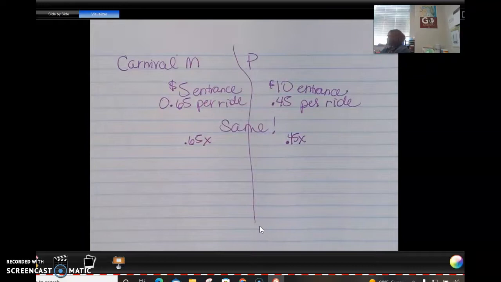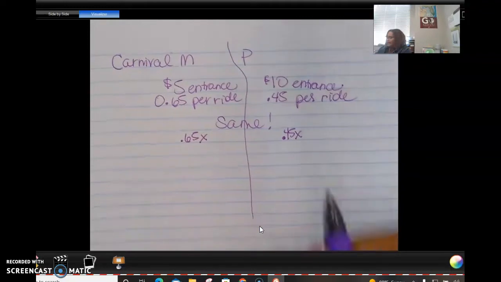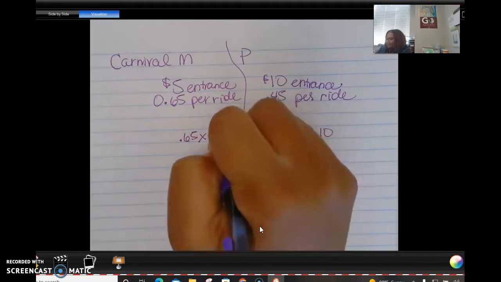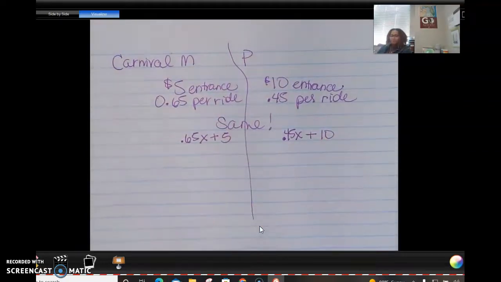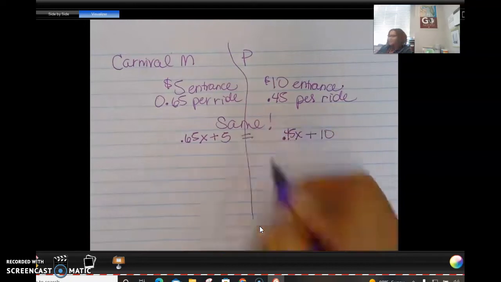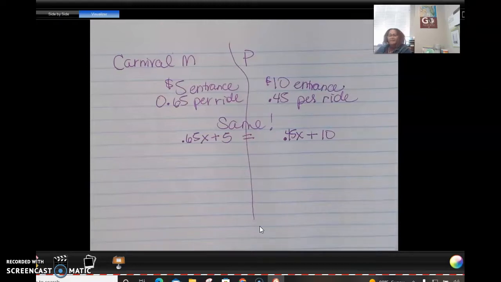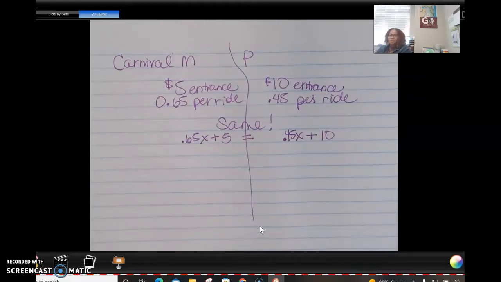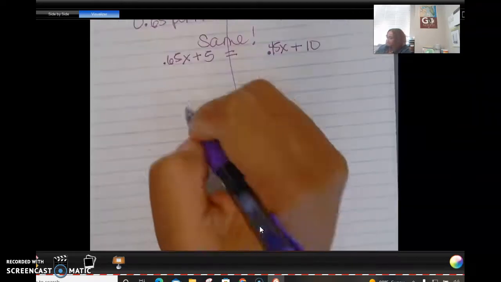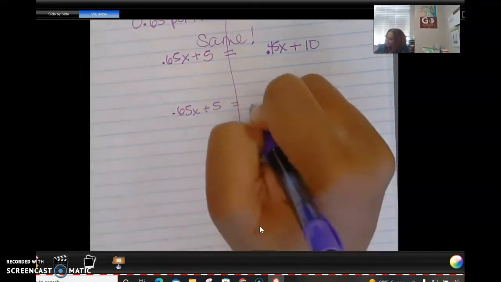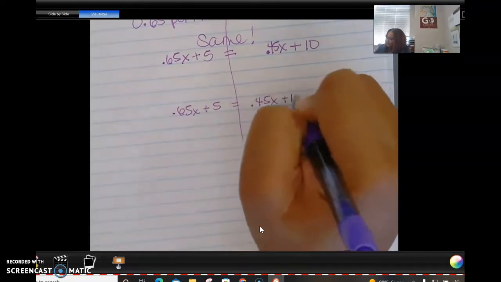Are you following me? Okay, and then I also have to pay to get in. So I'm paying for the rides, and I'm paying to get in for Carnival P, and I'm paying to get in for Carnival M. And I want them to be the same, so I use an equal sign to show equivalence. Now I want to know, after how many rides will I pay the same in either carnival? This is where I start solving. So this is how I write the equation. Now I'm going to move on to solve it. So this is 0.65x plus 5 equals 0.45x plus 10.